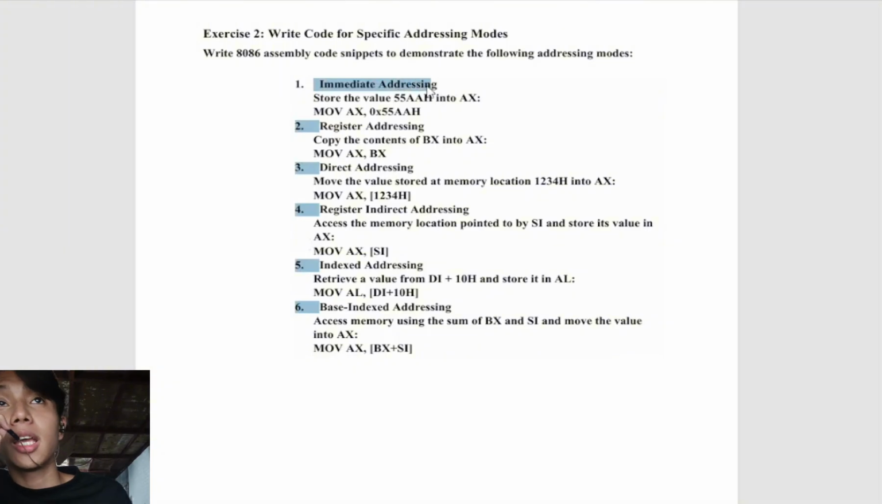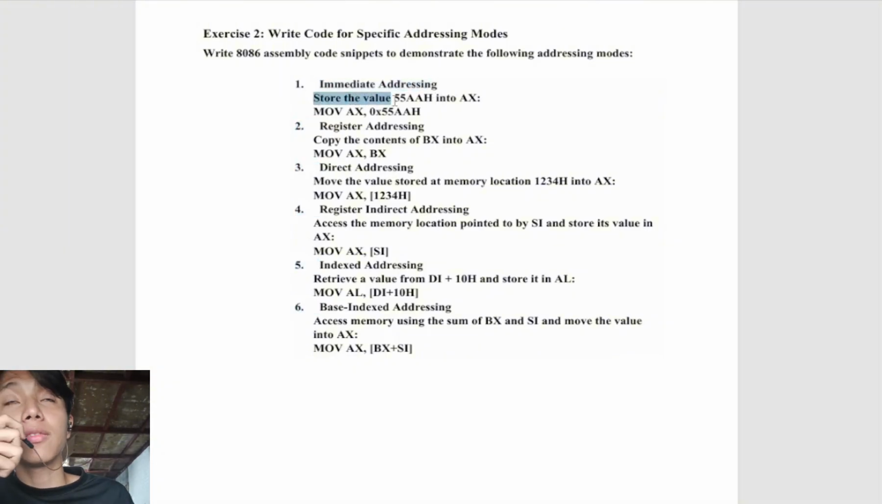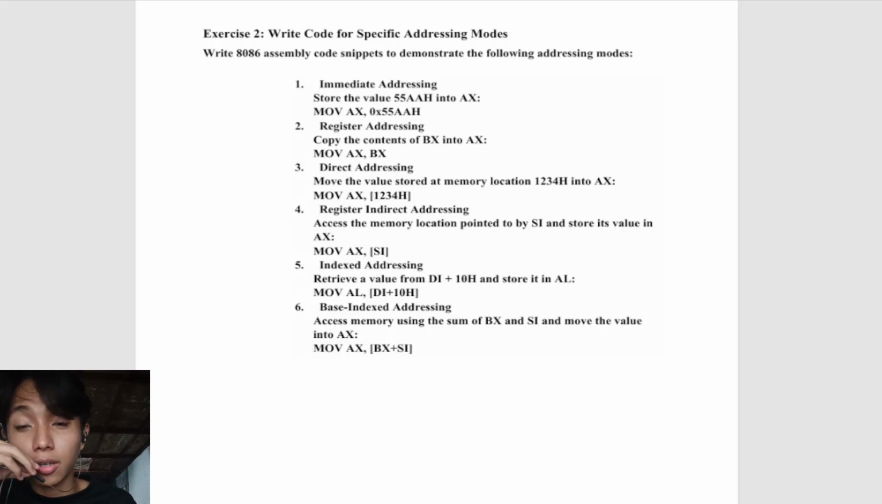So number 1 is immediate addressing. Store the value of 55AAH into AX. So mov AX, 55AAH. Why is that? Because the value is included directly, so there is no need to fetch it from memory or load it from somewhere. It's pretty straightforward. Then for number 2, register addressing, copy the contents of BX into AX. Mov AX, BX.